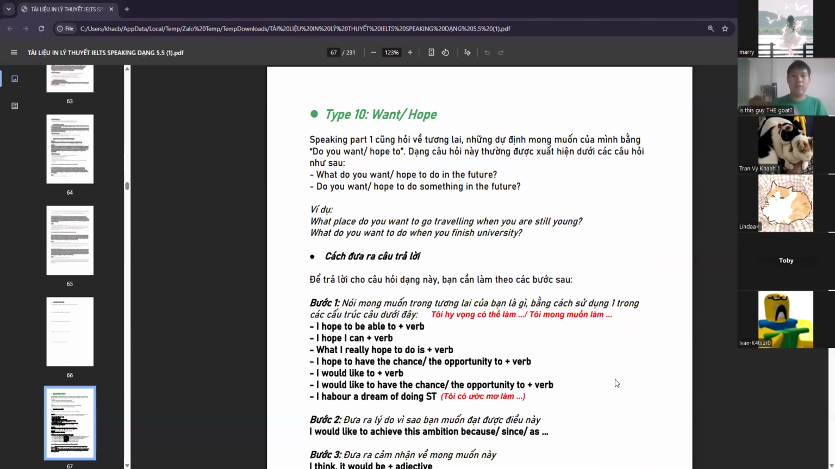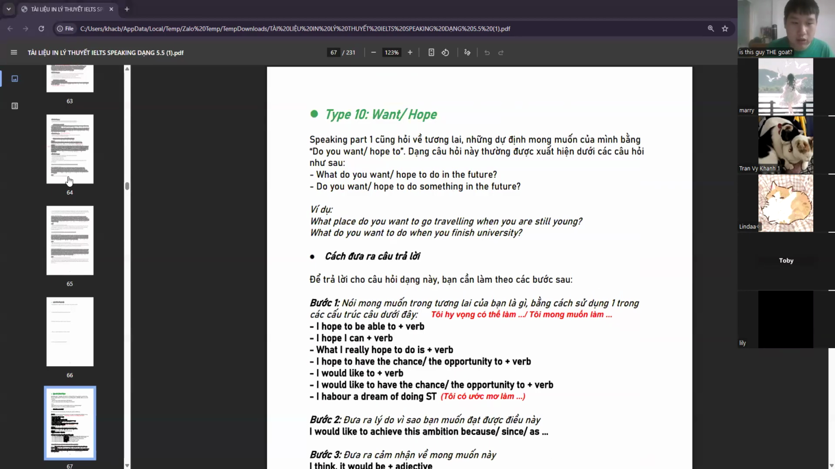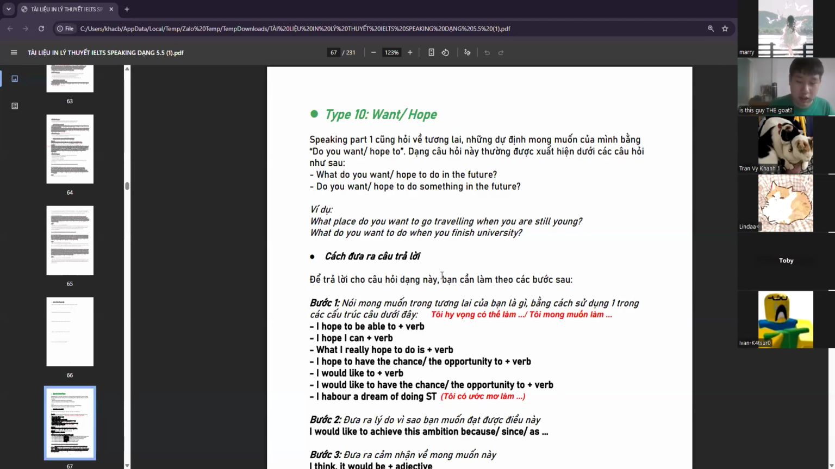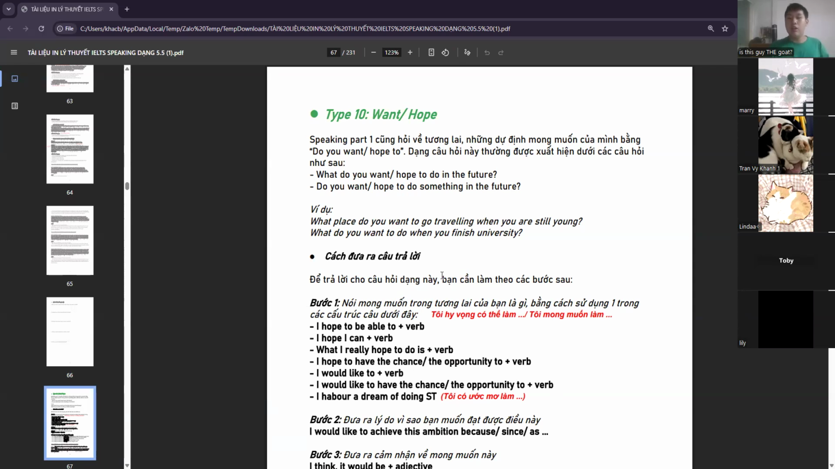All right. Final one: want and hope. Many of these questions will revolve around you wanting or hoping to do something. So, for example, do you want to do something? Do you wish something would be different? Most of the time, want and hope questions are related to the future. It will always be a future-related question.